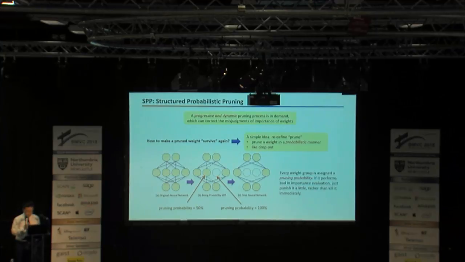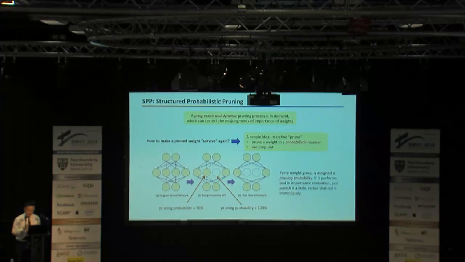Then if at some time the weight group is important, we decrease its pruning probability, and if it is unimportant, we increase its pruning probability. We only permanently prune the weight group when its associated pruning probability reaches 1. So the previous pruning, which we call deterministic pruning, just prunes the weights once for all. But our pruning is probabilistic pruning, where we increase or decrease the pruning probability, and finally we get everything pruned.